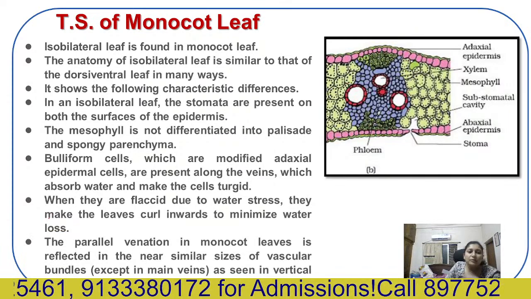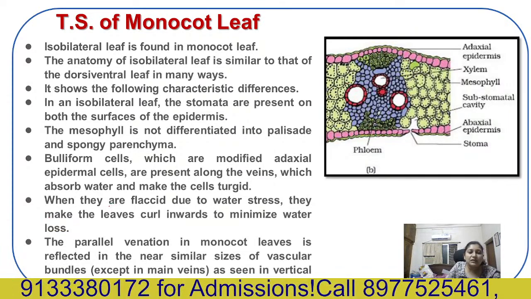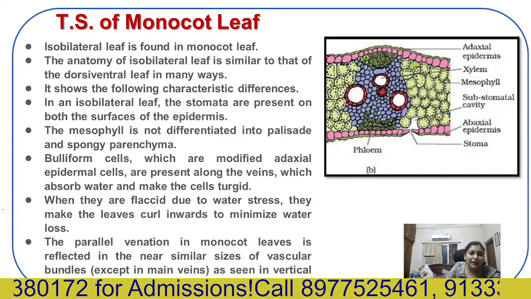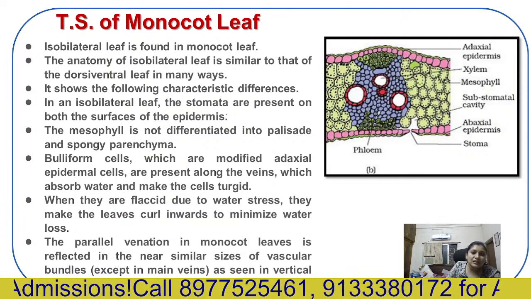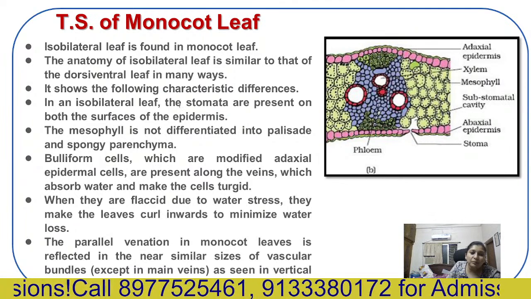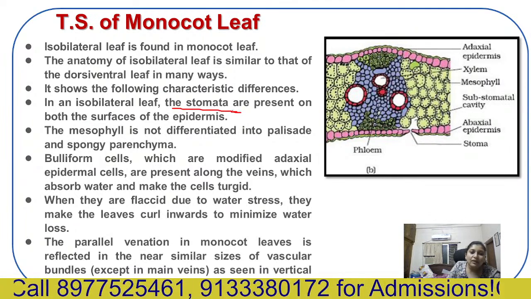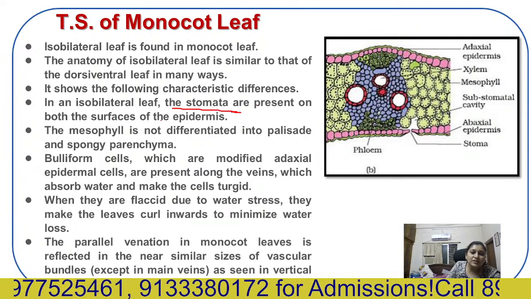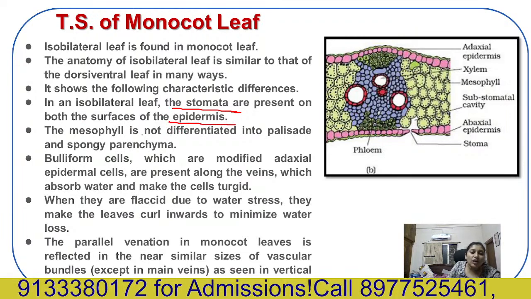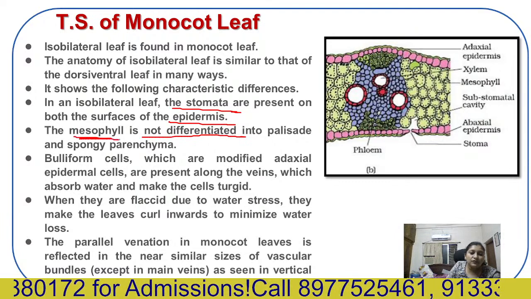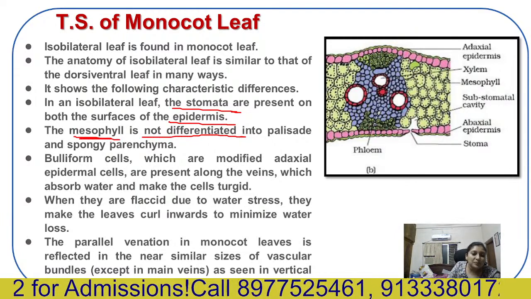The anatomy of the isobilateral leaf is similar to that of the dorsiventral leaf in many ways, but it shows the following characteristics: stomata are present on both the surfaces. Stomata on both the surfaces are mostly of the same number. Mesophyll is not divided. Mesophyll is not differentiated into palisade and spongy.